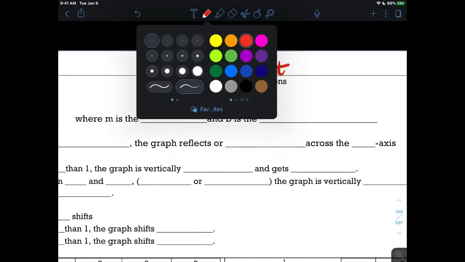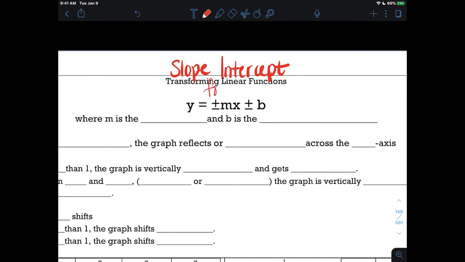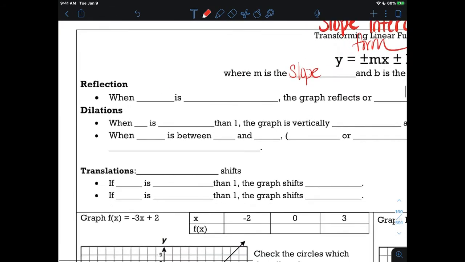Slope-intercept form. Now, my m is my slope, it could be positive or negative, and my b is my y-intercept. Tells me where it touches the y-axis. Remembering that my slope tells me what kind of change I have up and down, divided by what kind of change I have right and left for each and every point on my line. My y-intercept tells me simply where it touches the y-axis.